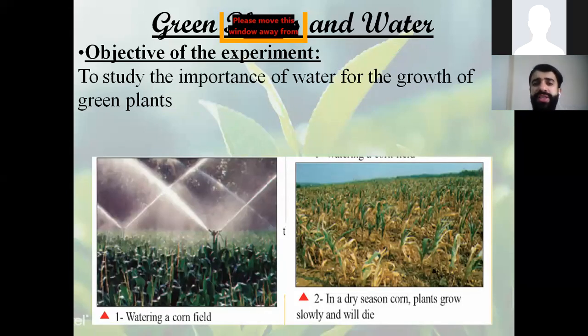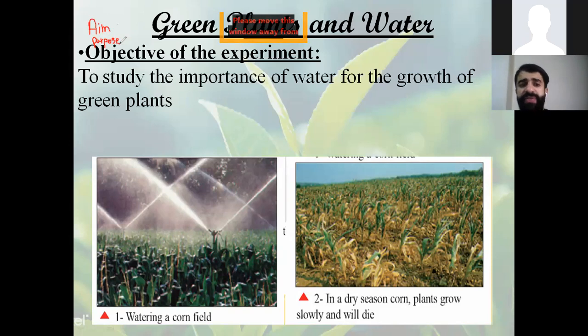Let's start first with this experiment: green plants and water. The objective of this experiment, what is the meaning of objective? It means the aim, or the purpose, or the goal of the experiment. Meaning, why do we do this experiment? For what reason do we do this experiment?